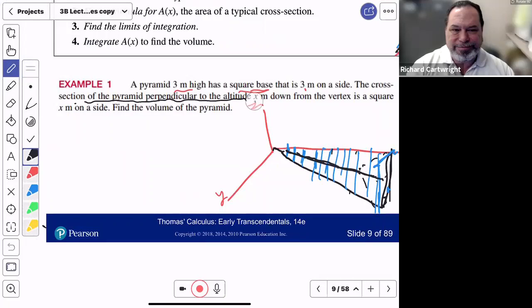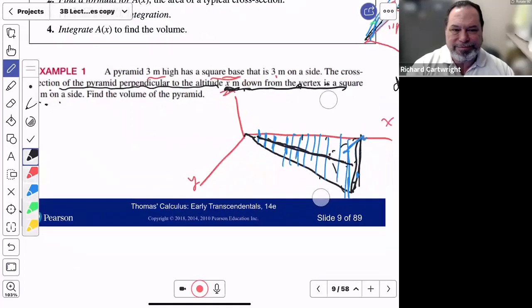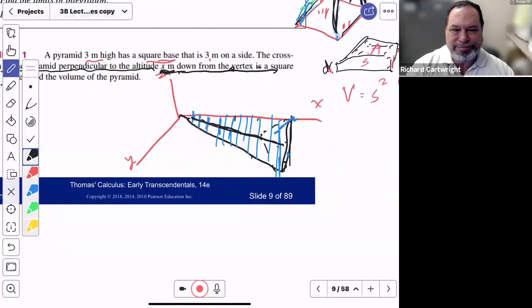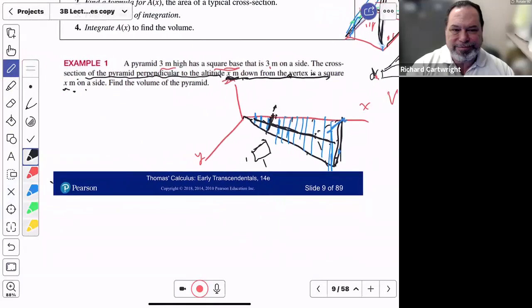And the cross section X down from the vertex is a square. So every time I make a cut and I go X down from the vertex, it is a square X meters on the side. So if I go down X equals one, and I cut this off, he's telling me that the bottom of that piece would have been one by one. He says that right there in the problem. X meters down gives you X on a side. So if I went down one, it's a one by one square. If I go down two, then that square is bigger. It's a two by two.